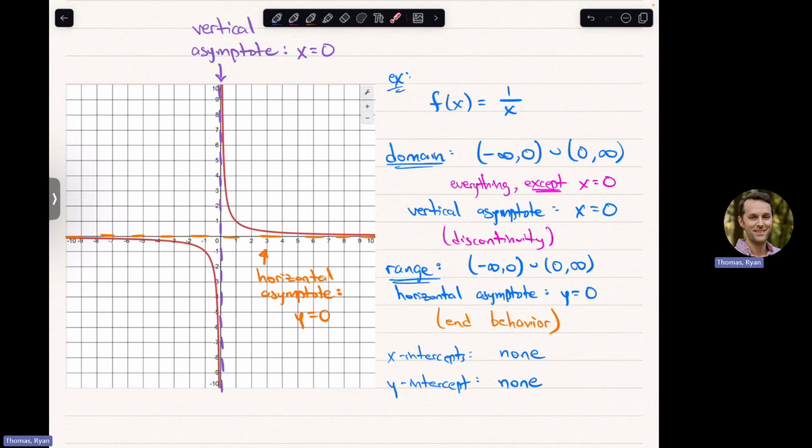We'll need to look at several examples to get a feel for what can change and how these things work and how it all fits together. But now we at least know what the words mean, right? The terminology and what to expect. And these are the things that we're going to check for, right? Domain, vertical asymptotes or other discontinuities, more on what that means later, horizontal asymptotes, and finding intercepts. Okay, so that's the big idea for rational functions.